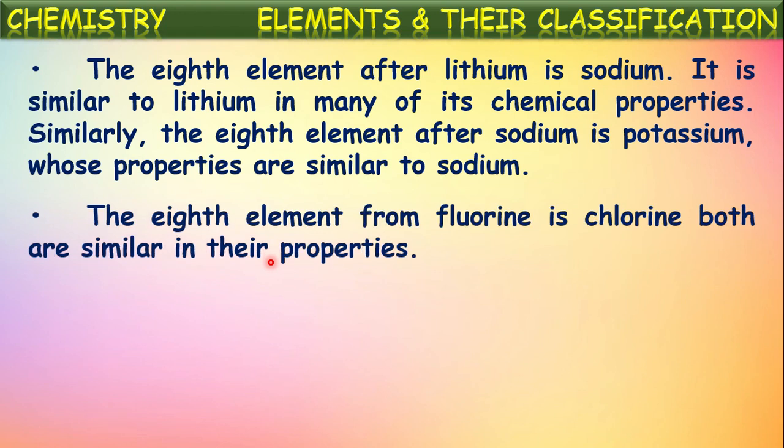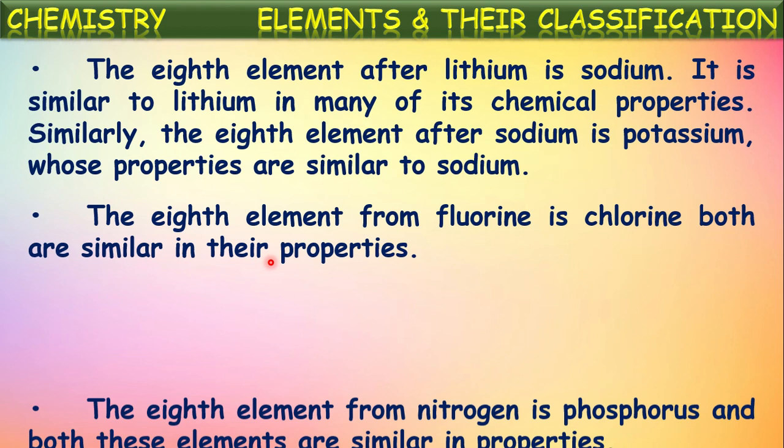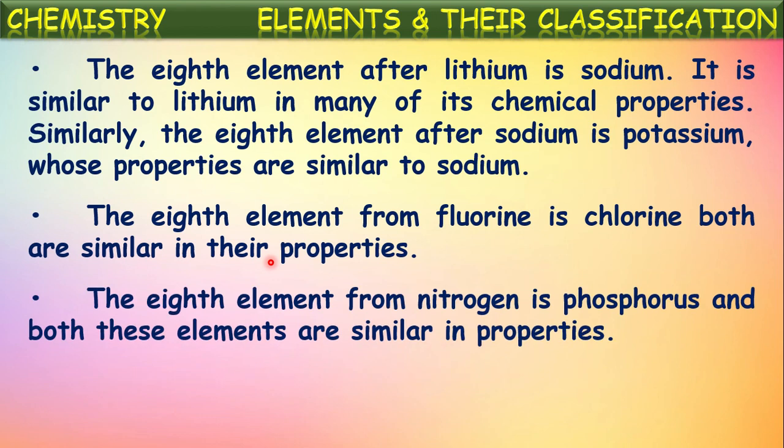And if you observe, the eighth element from fluorine is chlorine. Both have similar properties, isn't it? And the eighth element from nitrogen is phosphorus. Both nitrogen and phosphorus have similar properties. In that way, they are called octaves.